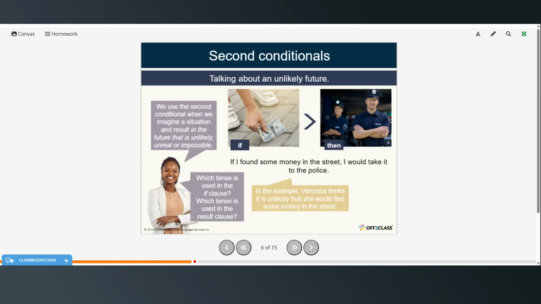So which tense is used in the if clause? So if I found some money, that would be the simple past. And which tense is used in the result clause? I would take it to the police.